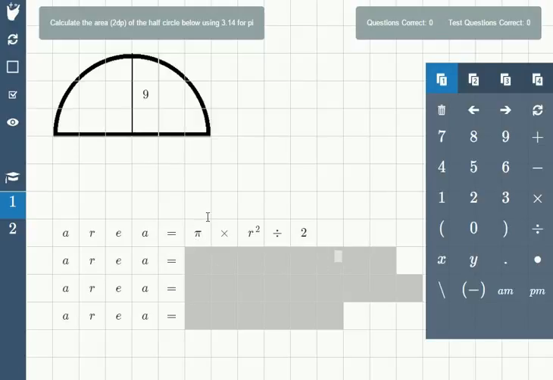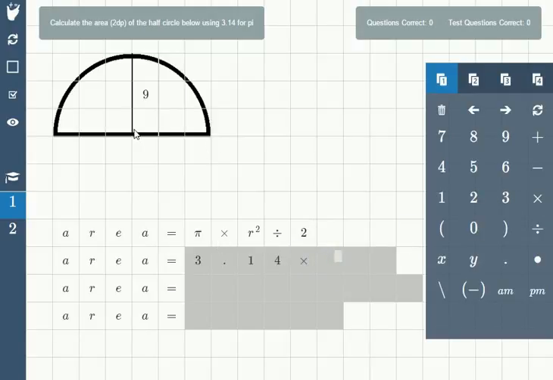First we need to fill in the value for pi, and they've told us that we can use 3.14 as an approximation for pi. So let's put 3.14 into our first 4 answer boxes. Then we need the multiplication symbol.